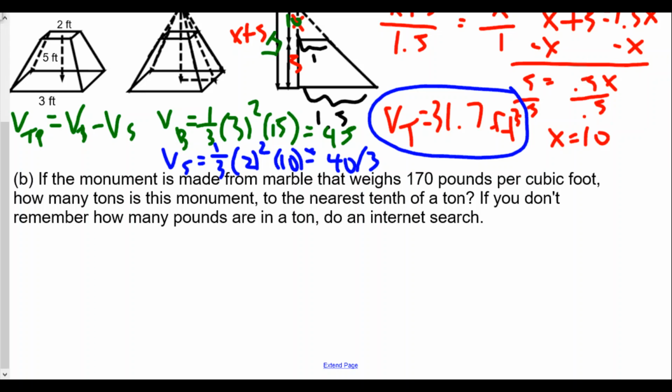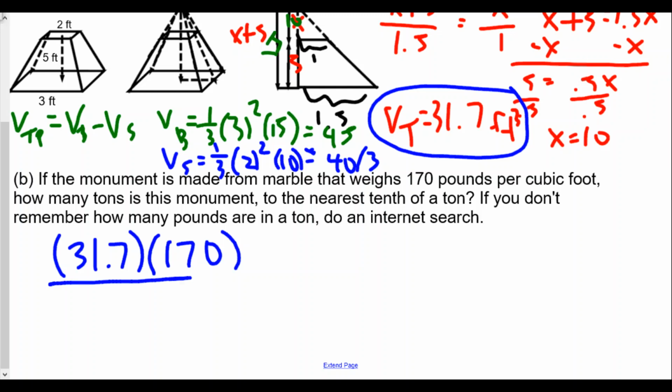So here what we're going to do is take our volume of 31.7 cubic feet and multiply this by 170 pounds per cubic foot. And this is going to give us the total weight in pounds. But after that, we will then divide this whole thing by 2,000, because the conversion is 2,000 pounds per ton.